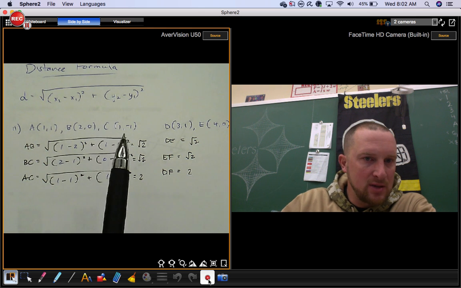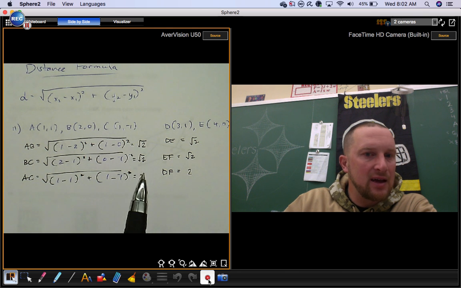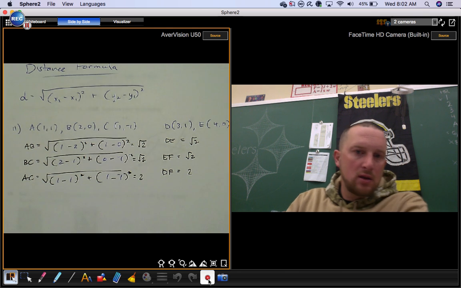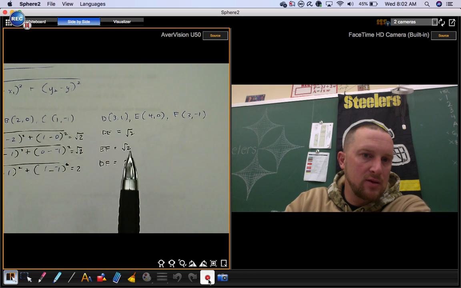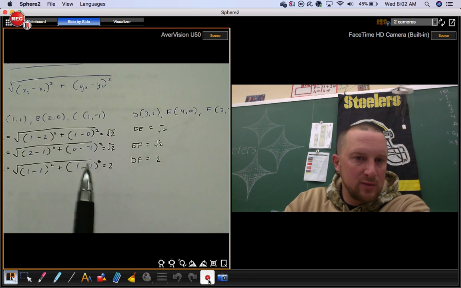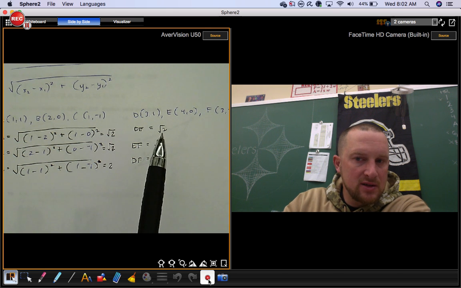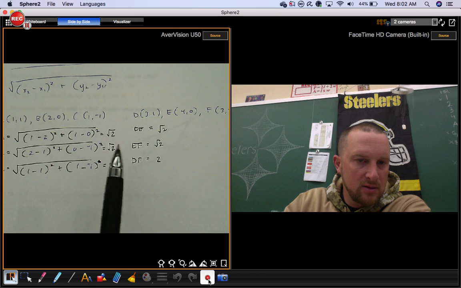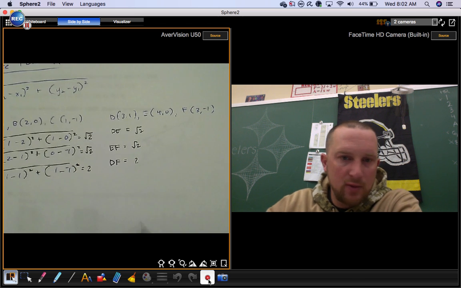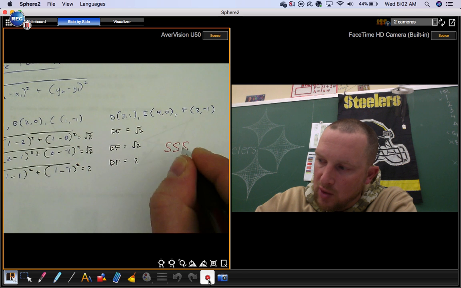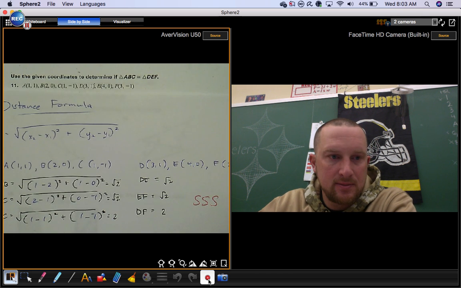Here's your three coordinates A, B, and C. Plug those in. Calculate the exact length for those sides. Then you've got to do the same thing for the other triangle, DEF. Calculate those lengths. You're using the distance formula 6 times. But notice what happens. Are these sides congruent? That's one pair. Here's another pair of congruent sides. Here's a third pair of congruent sides. If you got 3 pairs of congruent sides, your triangles are congruent by side, side, side. So number 11 is yes.